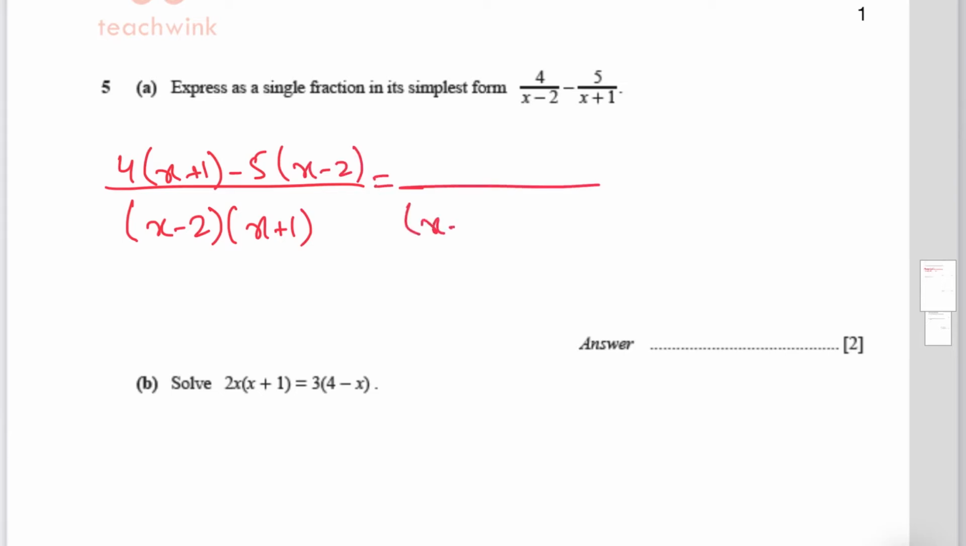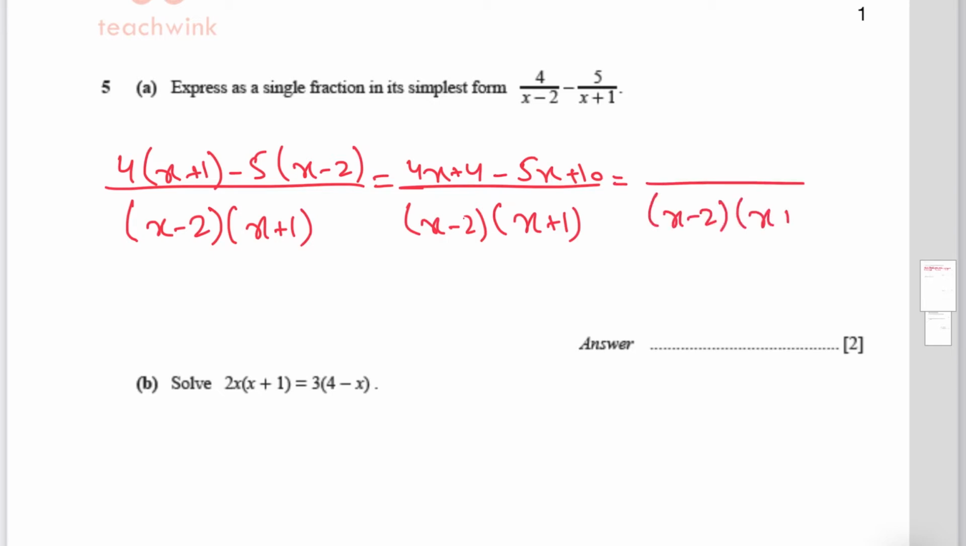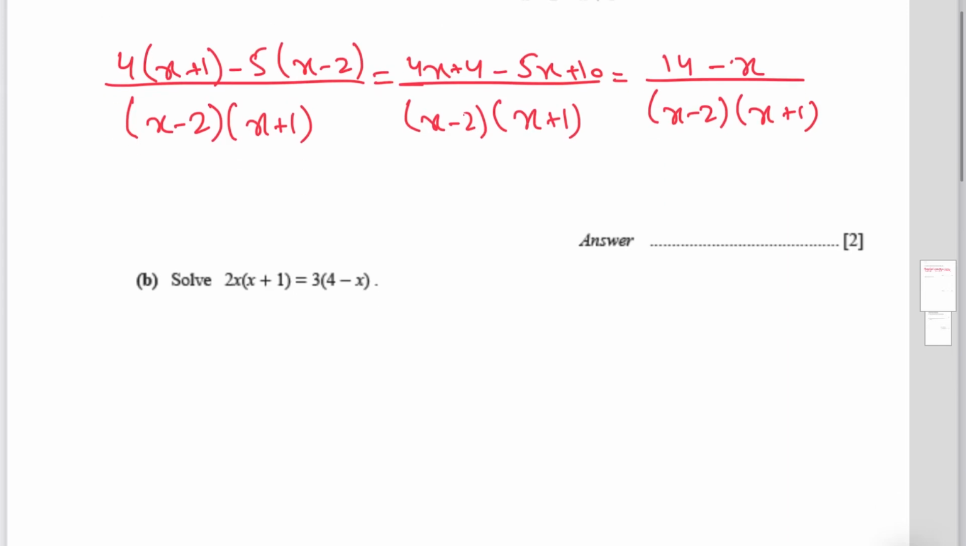The denominator stays as it is, x minus 2 times x plus 1. 4 times x is 4x plus 4, minus 5 times x is minus 5x, and minus 5 times minus 2 is positive 10. Now let's simplify this. So the denominator stays as it is, and the numerator becomes 4 plus 10, which is 14. 4x minus 5x gives you negative x. So this is your final answer, 14 minus x over x minus 2 times x plus 1.